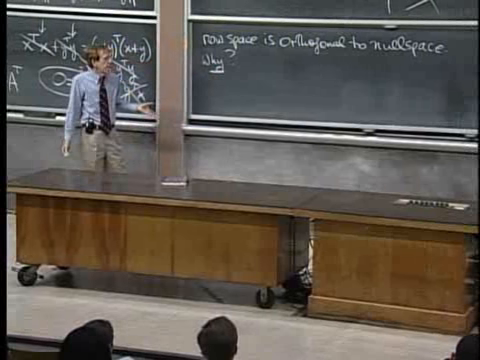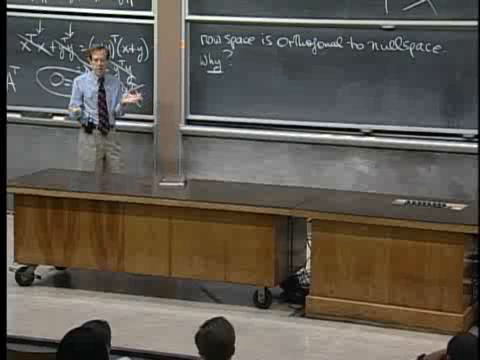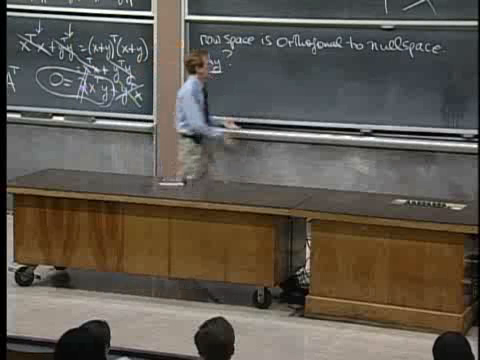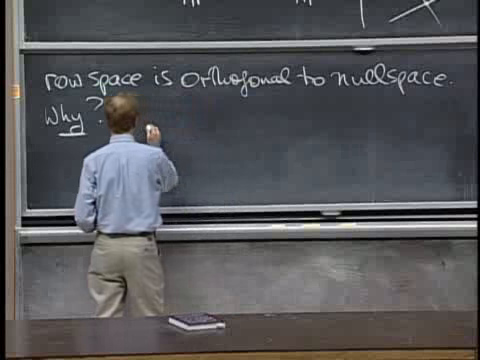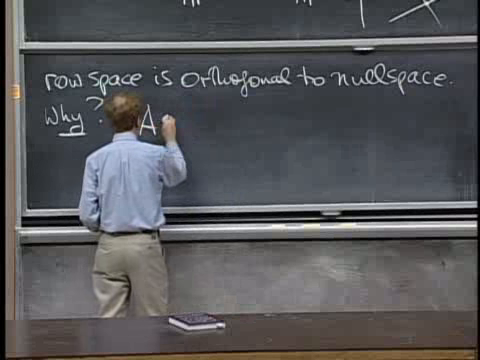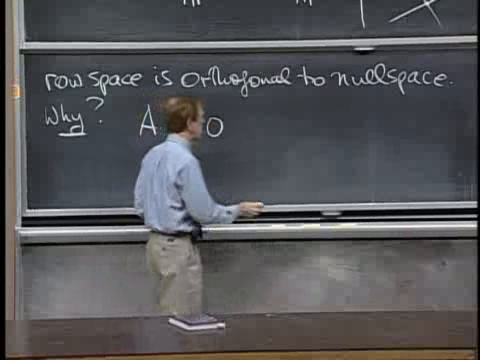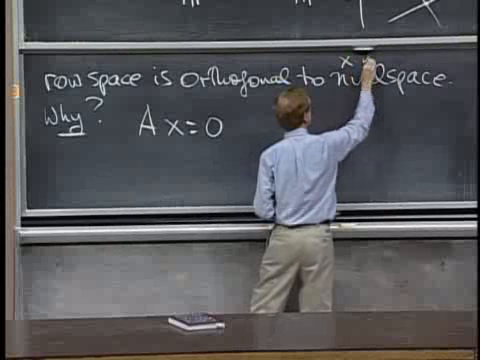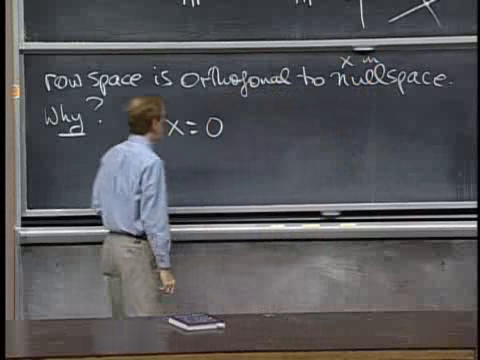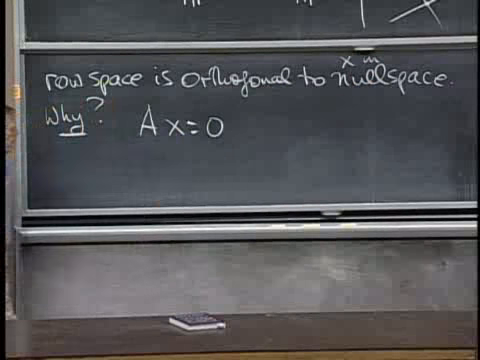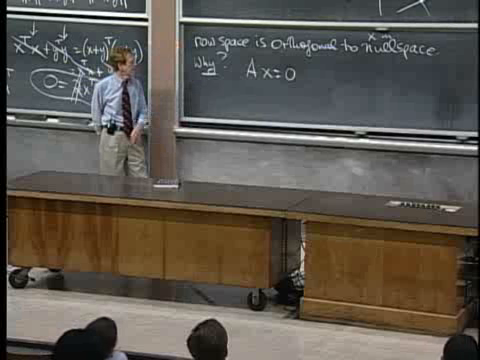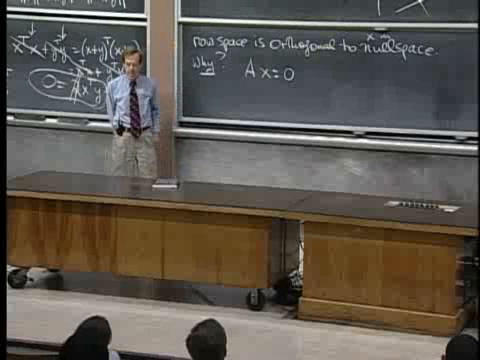Well, what have I got to work with? All I know is the null space. The null space has vectors that solve Ax = 0. So this is a guy x. x is in the null space. Then Ax is 0. So why is it orthogonal to the rows of A?